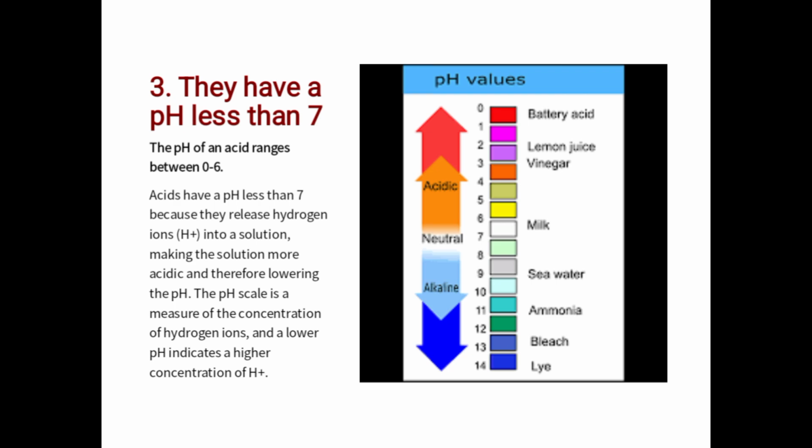Why do they have a pH less than 7? Again, they release hydrogen ions into solution, making the solution more acidic, therefore lowering the pH. Acids release H+. In fact, we use H+ to represent acid most times in chemistry. They release H+ into the solution, making the solution more acidic and therefore lowering the pH. So as the pH lowers, it indicates a higher concentration of H+. The lower the pH, the higher the concentration of H+.